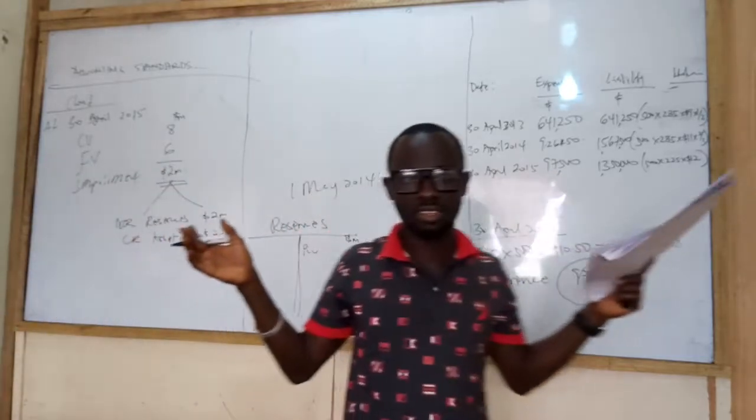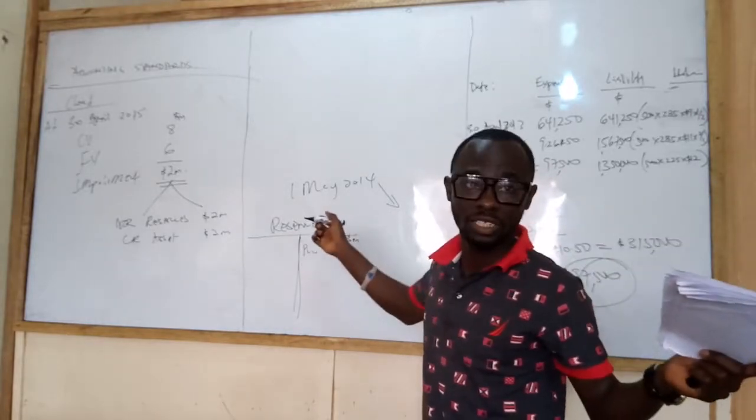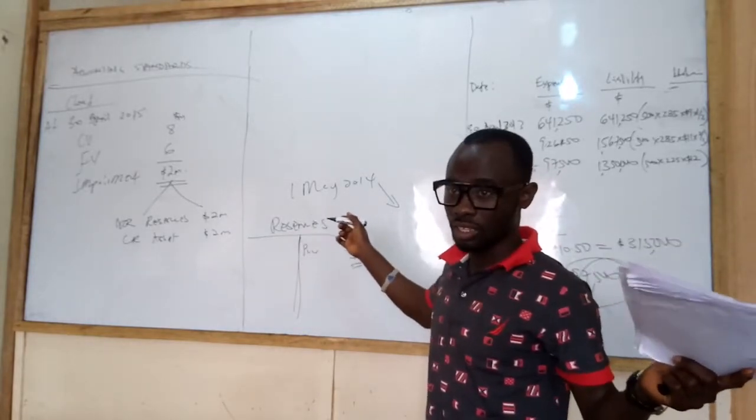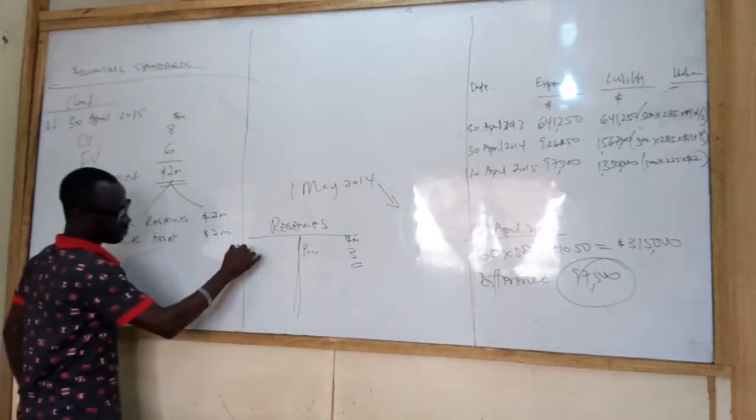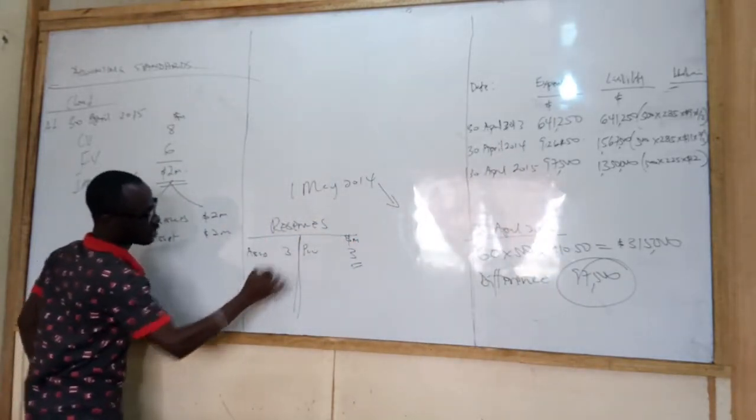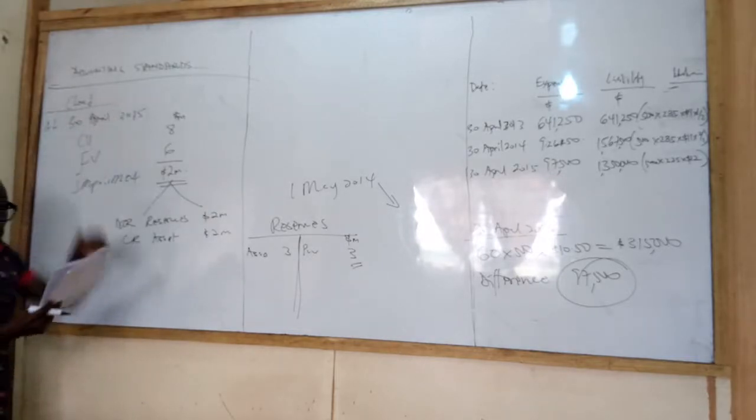So nothing is coming to the income statement. The reserve will be left with one. Correct. So that is at that date. Then look at what happened.